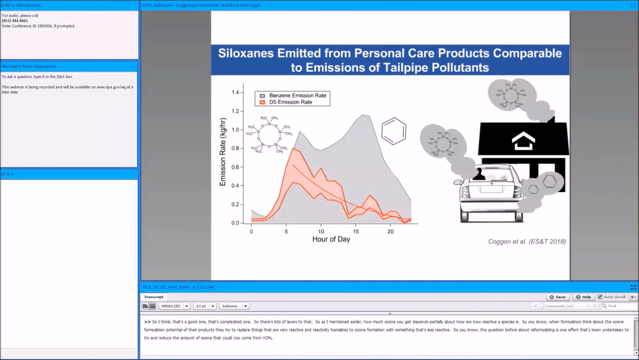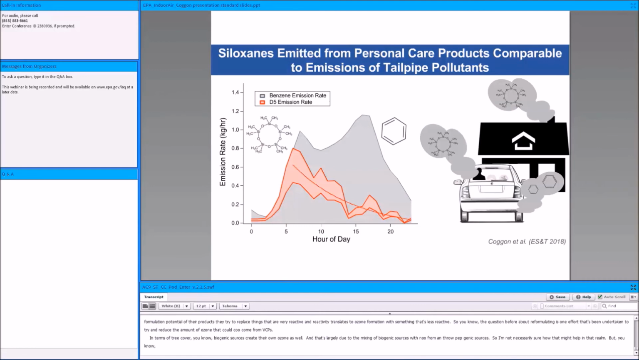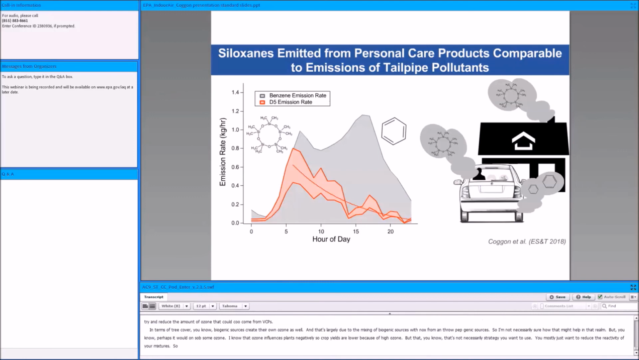In terms of tree cover, biogenic sources create their own ozone as well, and that's largely due to the mixing of biogenic sources with NOx from anthropogenic sources. So I'm not necessarily sure how that might help in that realm, but perhaps it would absorb some ozone. I know that ozone influences plants negatively, so crop yields are lower because of high ozone. But that's not necessarily a strategy that you want to use. You mostly just want to reduce the reactivity of your mixtures. So I think reformulation, as the previous listener mentioned, is one way to do that.